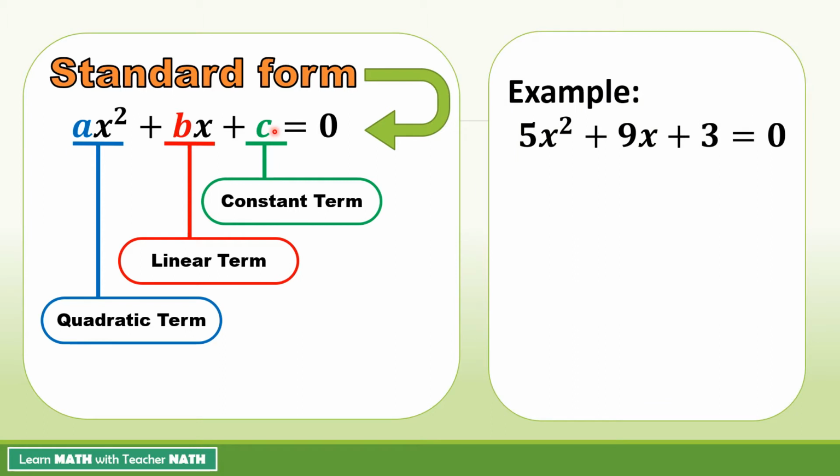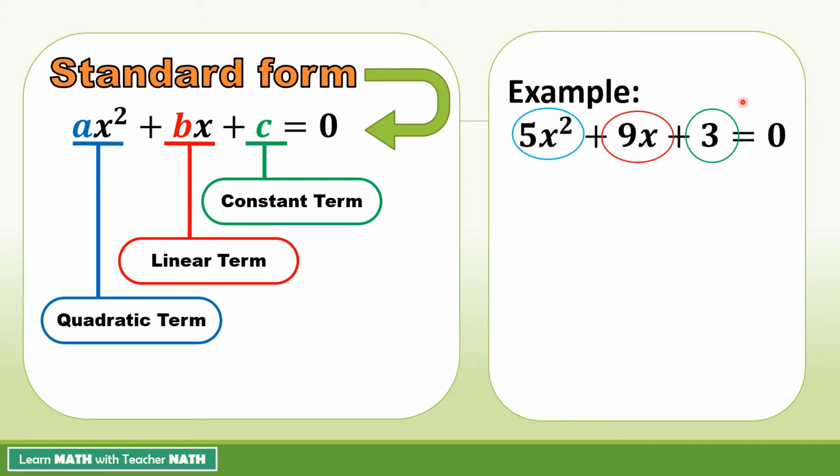So narito ang isang example. 5x squared plus 9x plus 3 is equal to 0. Alamin natin kung ano dito ang quadratic term, linear term, at constant term. So sa example na to, ang quadratic term ay ang 5x squared. Ang linear term naman ay ang 9x at ang constant term ay 3.